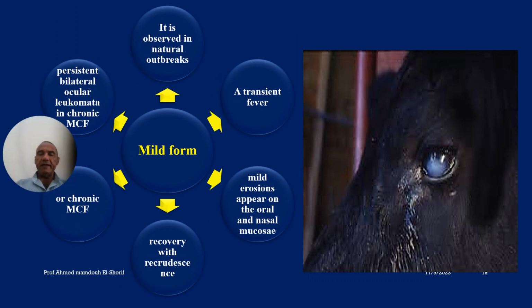A mild form of malignant catarrhal fever is reported in water buffalo, bison, and some species of deer. It is observed in natural outbreaks in these animals, with transient fever and mild erosions on the oral and nasal mucosa. Recovery is reported with recrudescence. This mild form may change into a chronic form with a long convalescence stage. The animal will have persistent bilateral ocular leukomata.